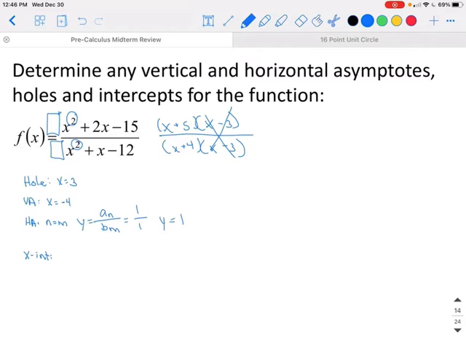Your x-intercept are any zeros of the numerator that are not already holes. So that would be x equals negative 5. And to find your y-intercept, you're just going to plug 0 into the original function. So we're going to do 0 squared plus 2 times 0 minus 15 all over 0 squared plus 0 minus 12, or negative 15 over negative 12, which would simplify to give us a y-intercept of 5 over 4, or 1.25.